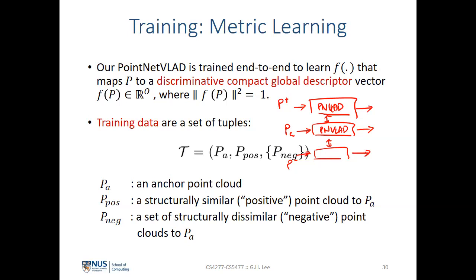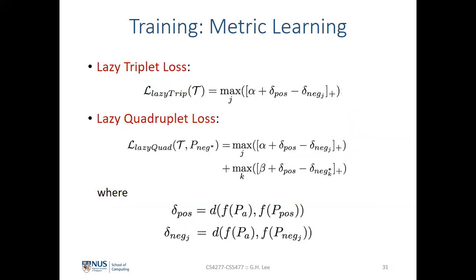And it can be taken at the same time. That means that it's in the same route, but at a different location. So we have these triplets, or tuples of triplets. These P are the features. So we propose what we call the lazy triplet loss.